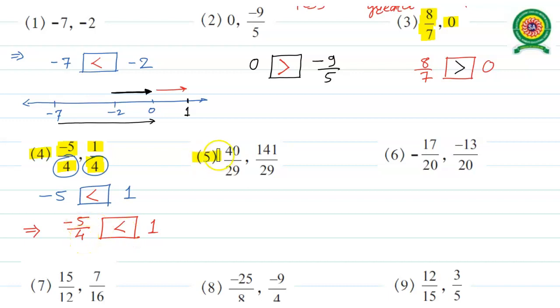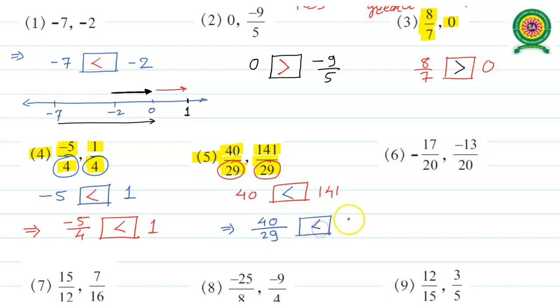Look at sub-question number 5: 40 divided by 29 and 141 divided by 29. Again, be focused on the denominators of the given rationals. We have 29 and 29, both identical, so we compare their numerators, which are 40 and 141. We know 141 is greater than 40, or 40 is less than 141. That implies 40 divided by 29 is less than 141 divided by 29.